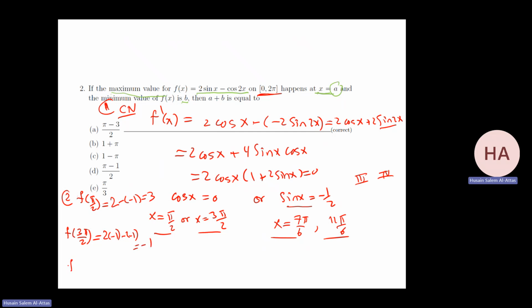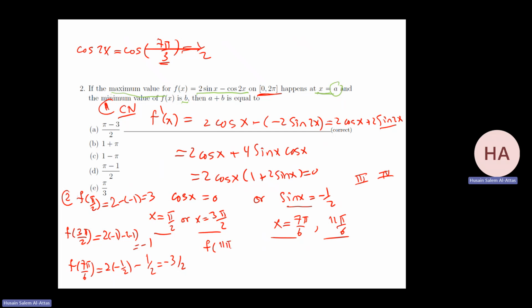Now let me check f of 7 pi over 6. Sine 7 pi over 6 we know is minus half, so it will be 2 times minus half, which is minus 1. Now cosine 2x, when x is 7 pi over 6, is cosine 7 pi over 3. Which quadrant is 7 pi over 3? 6 pi over 3 is 2 pi, so it will be the first quadrant, so cosine is positive. That will be half. So this is minus 1 plus half, which is minus half.